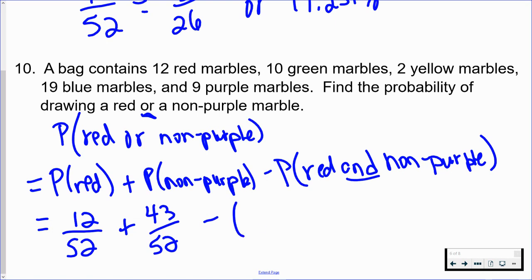And then we want to subtract, I don't know why I put a parentheses there. Oh, goodness. Okay, 43 out of 52. Now, we want to subtract the probability of red and non-purple. So how many marbles are both red and not purple? Well, all the red ones are red and not purple, so we're going to subtract 12 out of 52.